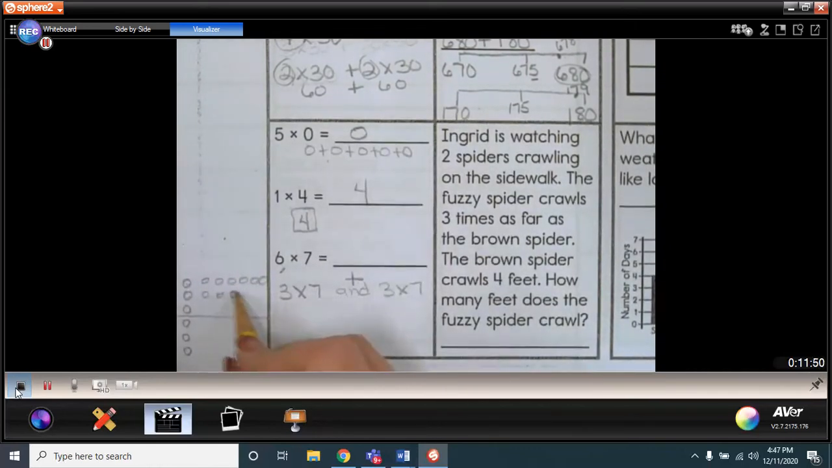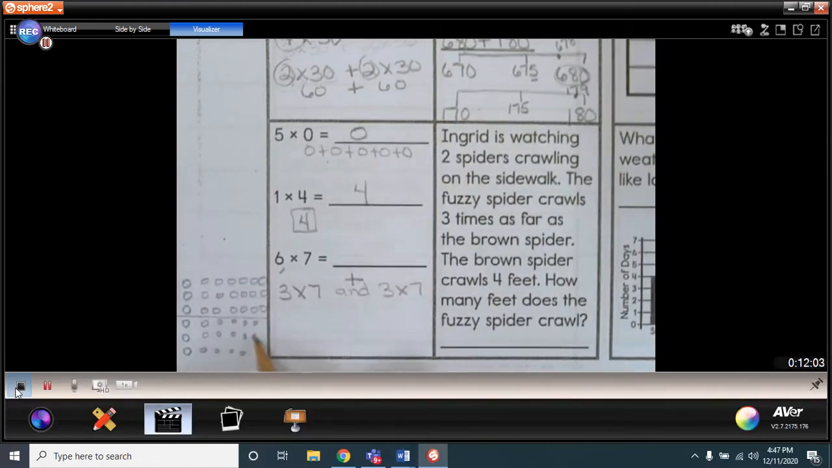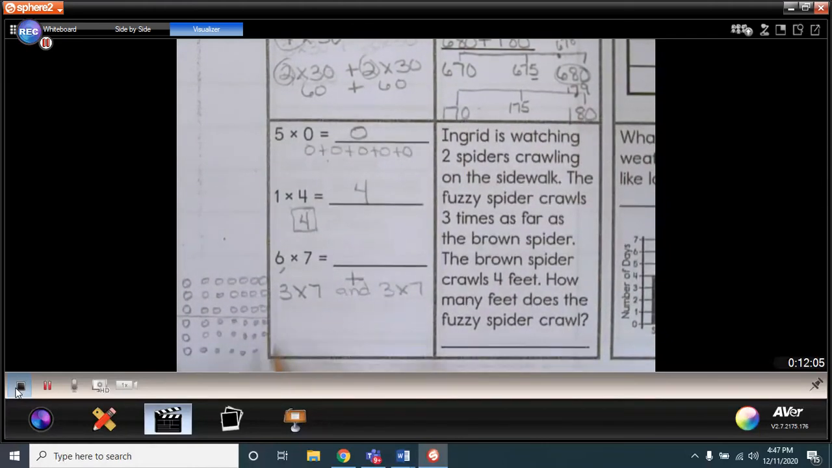So I could fill these all in with 7 objects in each row. Now, why do we use the distributive property? It's so that we don't have to sit and count every single one of these little counters that I'm drawing in here in my array.